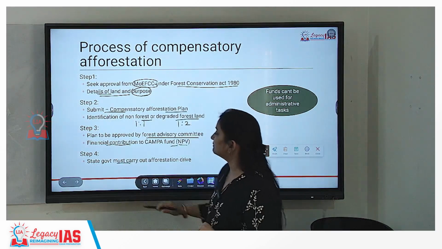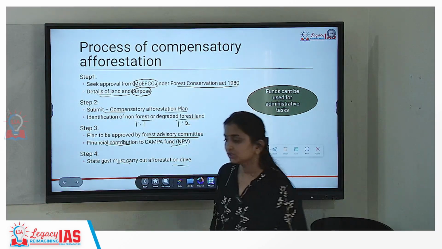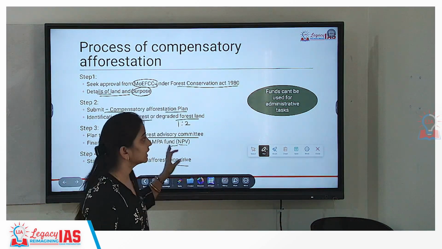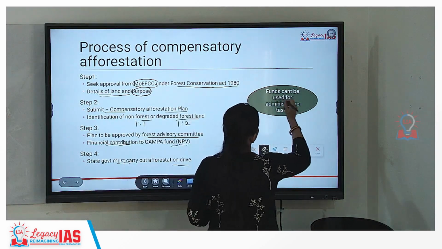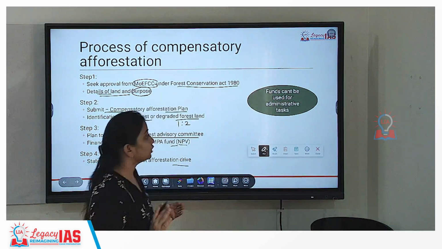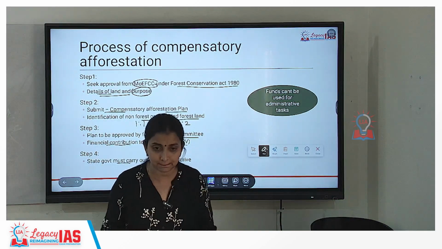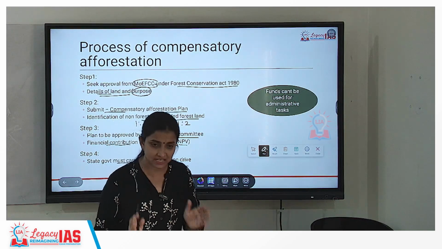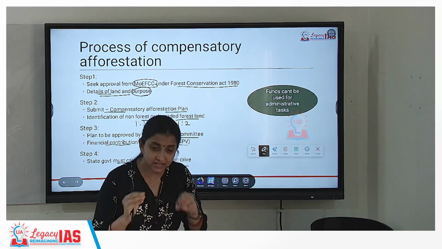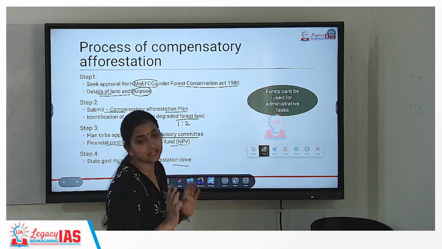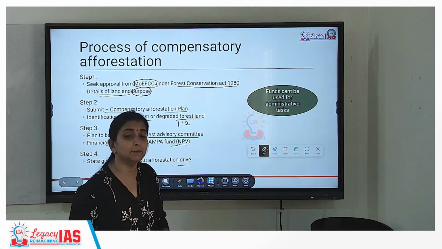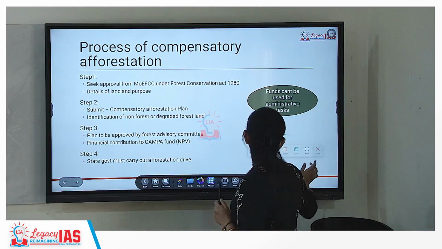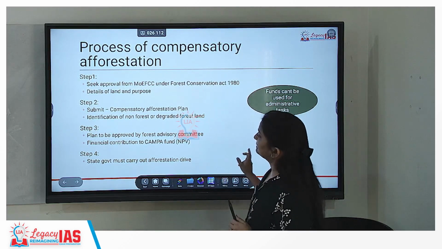Step 4, the state government must carry out the afforestation drive. So finally, this is how afforestation is to be carried out using the money from the CAMPA fund. Okay. But we also need to remember that the funds cannot be used for administrative tasks of the CAMPA. So, let's say, paperwork, appointments, inspection, for all of this you cannot make use of the CAMPA fund. The funds must be used only for afforestation purposes. For running of CAMPA, the state government needs to allocate money separately. Okay. So that is the process of compensatory afforestation.